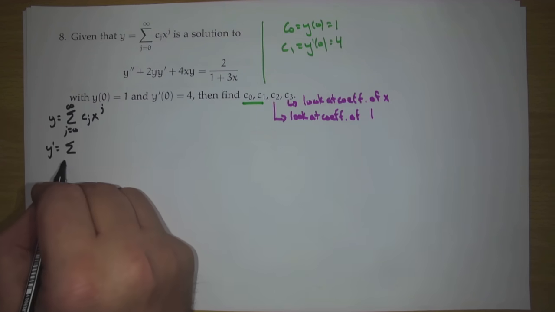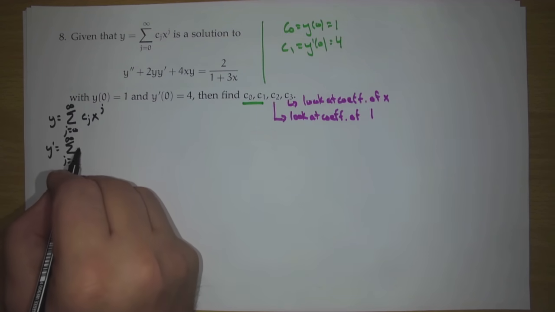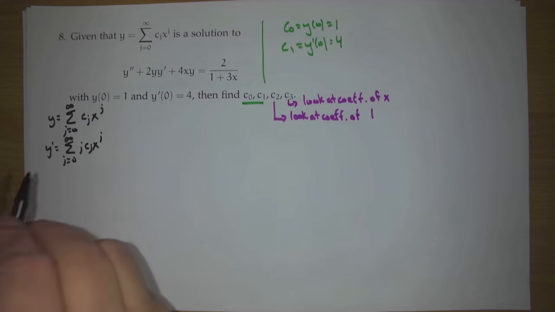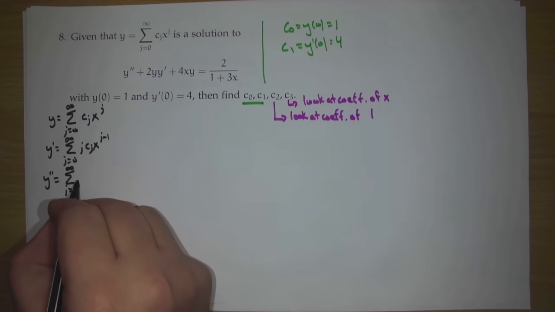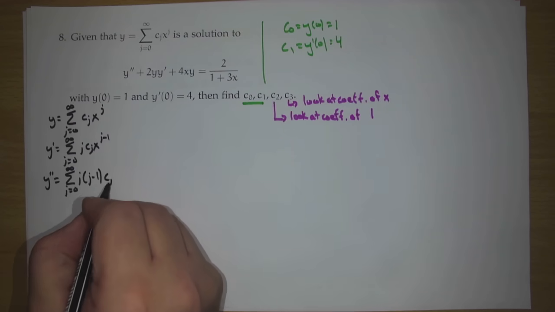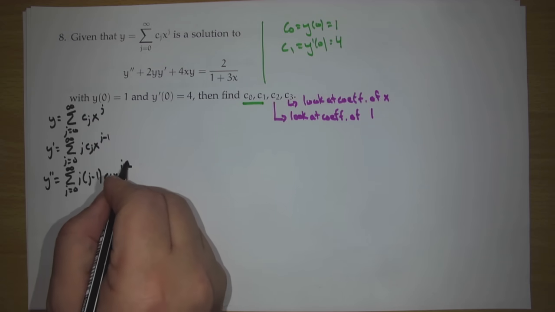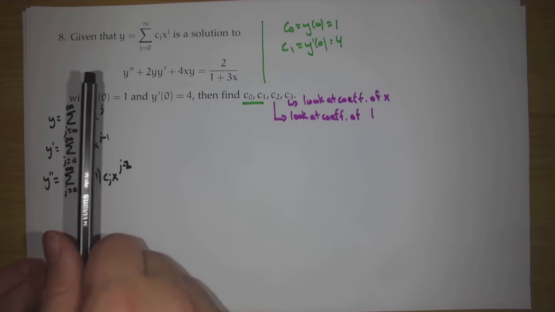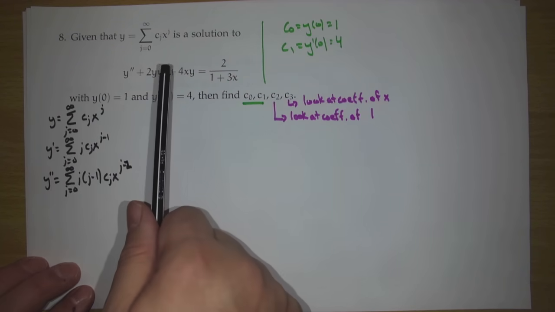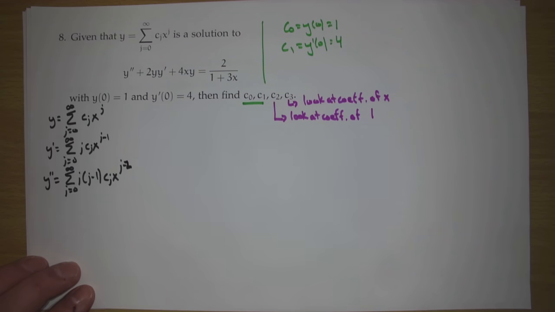I'll write down y prime as well. 0 to infinity, j, cj, x to the j minus 1. Don't worry, I'm not going to write down many sums. Our goal is to write down very few sums. And y double prime: j, j minus 1, cj, x to the j minus 2. All right. Good. We know how to handle y double prime, y prime. X we're okay with. X is polynomial. Series are polynomials. So anything polynomial is great.